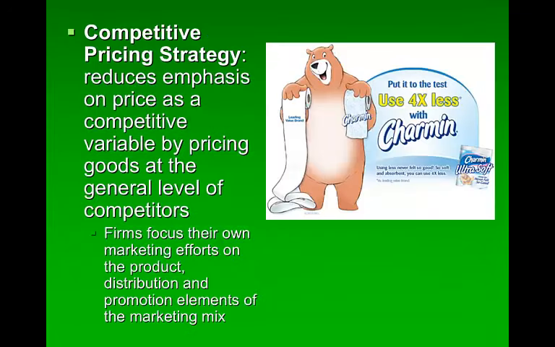The last strategy is competitive pricing. This is used when products are homogeneous. Lowe's uses this strategy since it offers to match competitors' prices and to take off an additional 10%. It is also used heavily in the electronics and fast food industries.